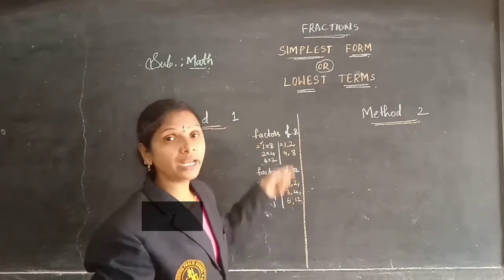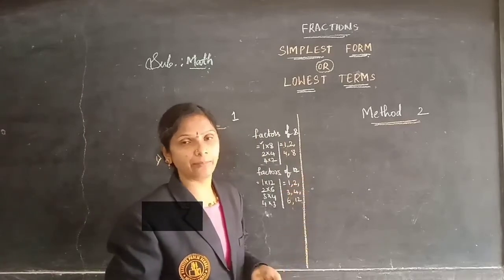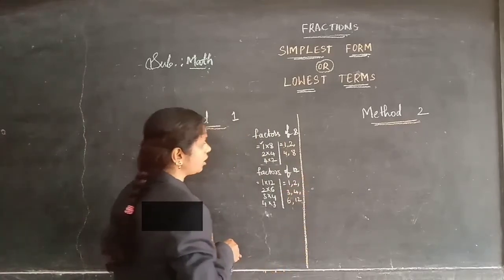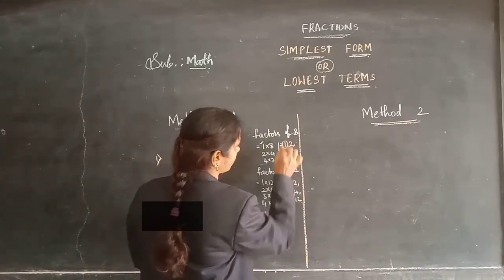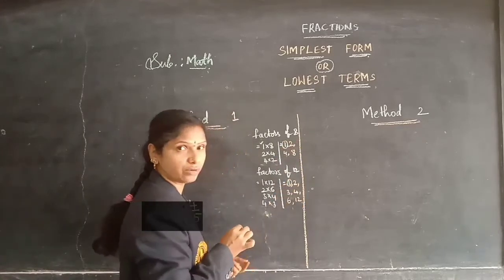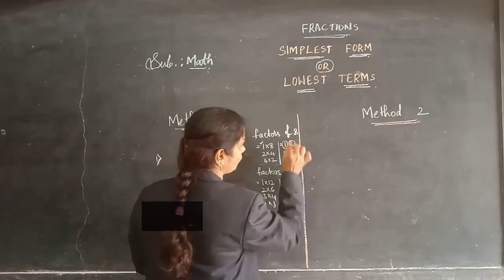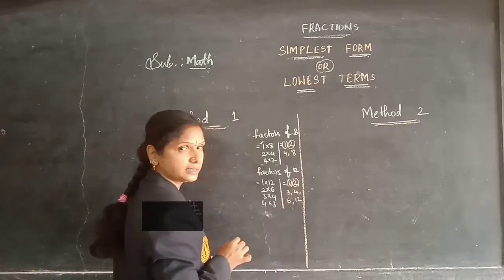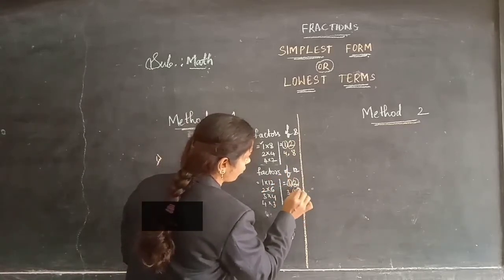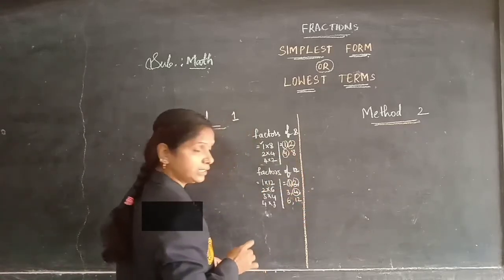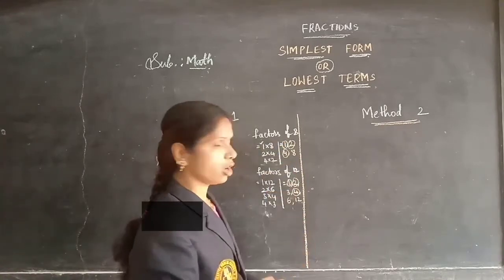What are the common ones in that? Common means same. What are the common ones here? Common are 1 here and 1 here. I am circling, children, which are common. And 2 and 2. Next, 4 and 4. Yes, only 3 numbers are common, children.